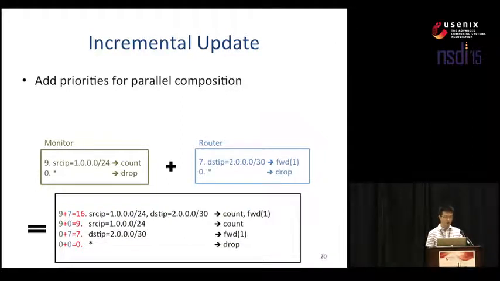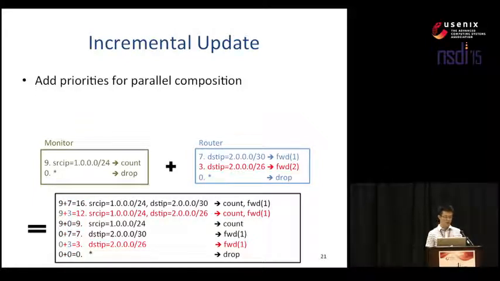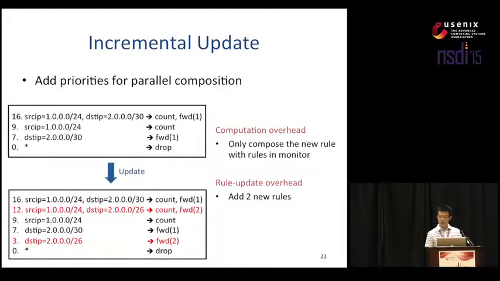Then when there is a new row inserted into the routing policy, we only need to compose this row with the rows in the monitor policy. This generates 2 new rows. Then if we compare the old policy and the new policy, we can see that it incurs very low computation overhead because we only need to compute the new rows. We do not have to compute the entire policy from scratch. Also, it incurs very low rule update overhead because it only adds 2 new rows. All the existing rows don't change.